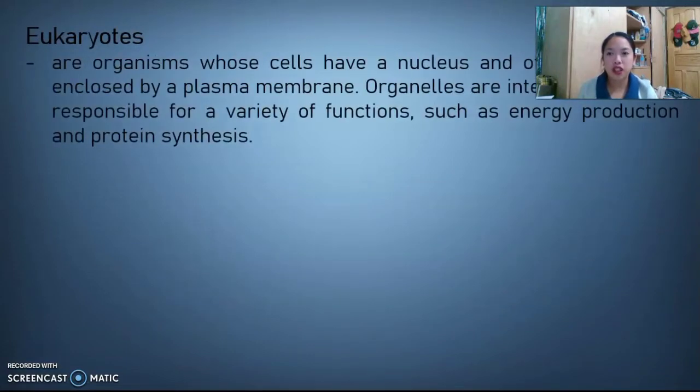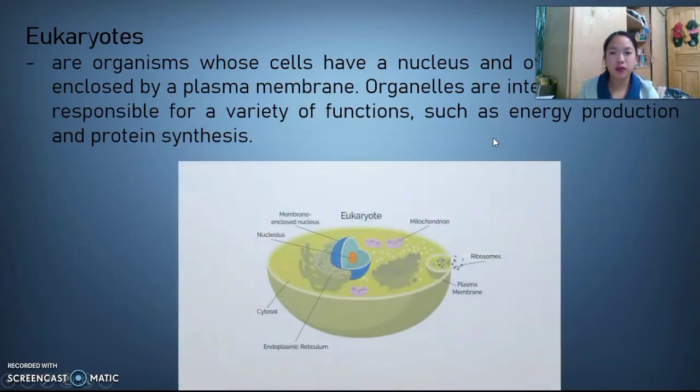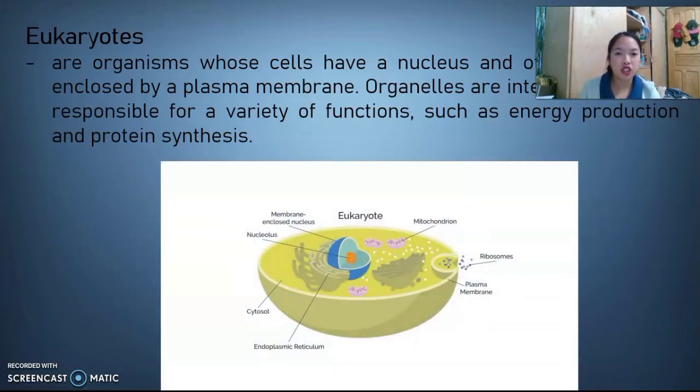Eukaryotes are organisms whose cells have a nucleus and other organelles enclosed by a plasma membrane. Organelles are internal structures responsible for a variety of functions such as energy production and protein synthesis. So this is the eukaryote.